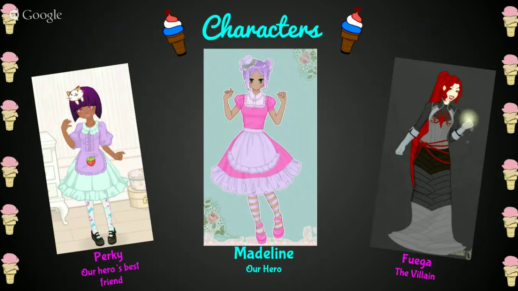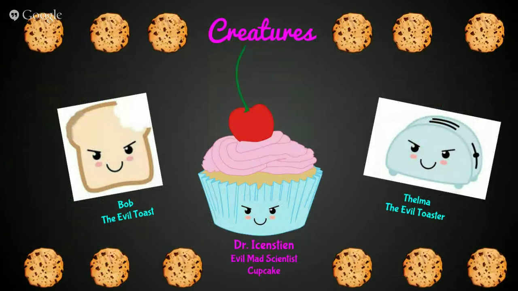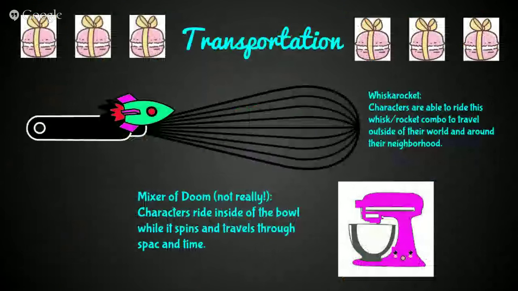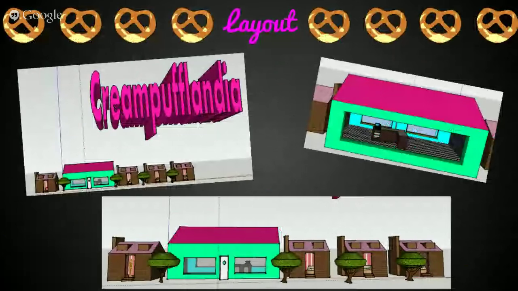My characters, I think we just went on a paper doll dress-up website and made these. We had creatures. We had transportation. And then we had a layout. This is the cool part of what I use Google SketchUp for. I actually went into Google SketchUp and created a world from mostly scratch of what I wanted my characters to live in. So these are just the blown-up versions of what they look like, and I'll show you in a minute how you actually use it.